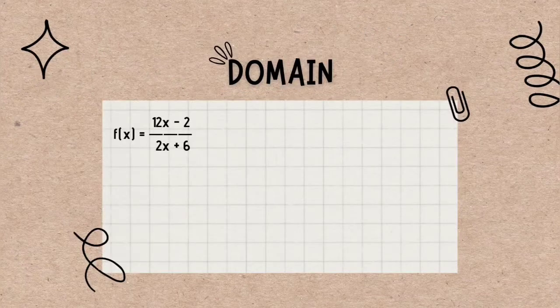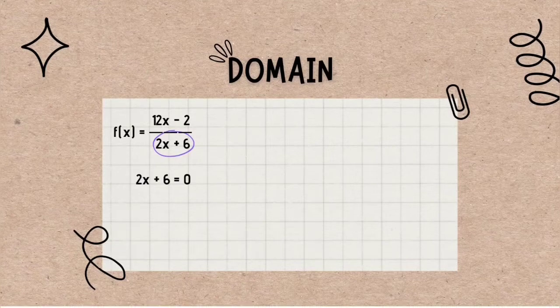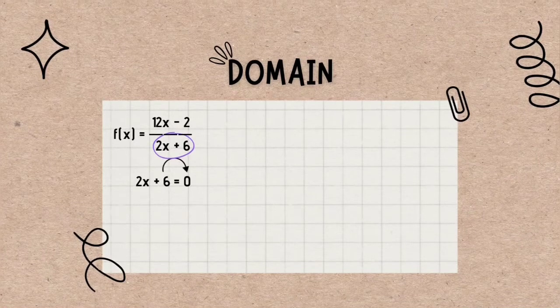So, f of x equals 12x minus 2 over 2x plus 6. So, i-equate na natin ang denominator sa 0. 2x plus 6 equals 0. So, ililipat na natin ang positive 6 sa right side. So, 2x equals negative 6.